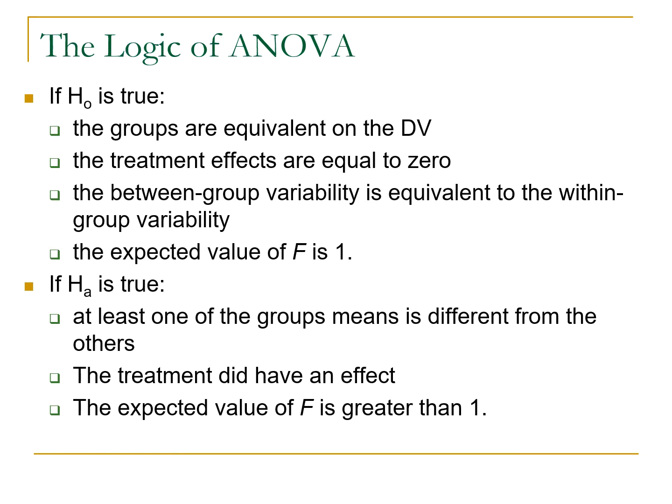So the logic of ANOVA. If the null hypothesis is true, the groups are equivalent on the DV across the board. The treatment effects are equal to 0. The between group variability is equivalent to the within group variability. In other words, there really is no difference in the individual group's difference compared to just the overall variance. And in this case, the calculated test statistic is going to be 1 or very close to 1.